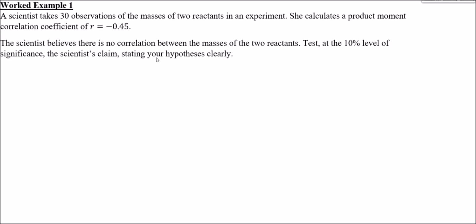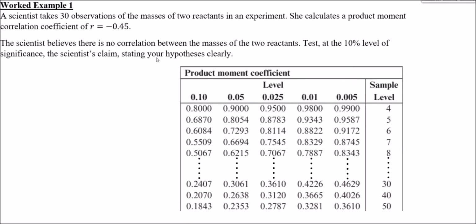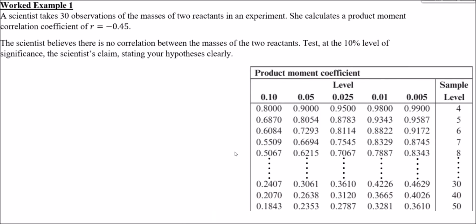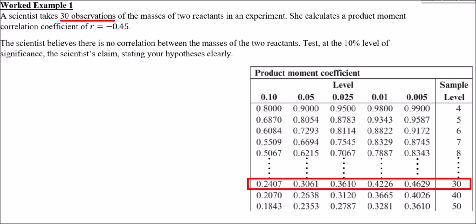Well, first of all, let's get this table up so we can work out how to use it. So here's a section of the table. Now, we're told here that she's using 30 observations. So 30 observations means we need to go to the sample size of 30 and highlight that, because that's what we want to be looking at here. The next thing is, it's tempting to think it's 10% significance, so read off at 10. However, just be really careful, think about what she's saying.